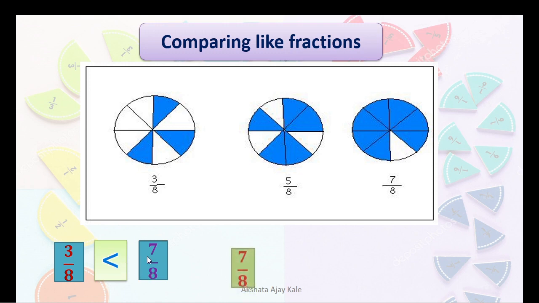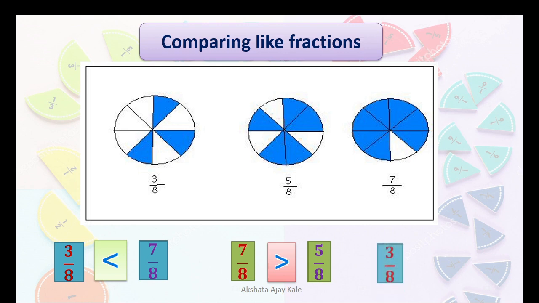Okay. One more we will go through. 7 upon 8 and 5 upon 8. See this figure and this figure. Here 7 parts are colored and here 5 parts are colored. Yes. Which figure tells us that more parts are colored? Which is greater now? Yes, very good. 7 upon 8 is greater than 5 upon 8. You can compare the shaded portion. Right? We will move to the third one.